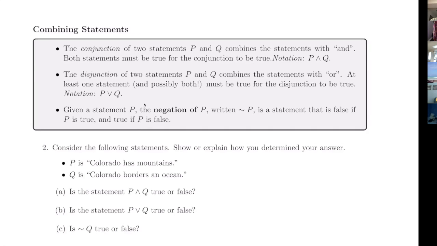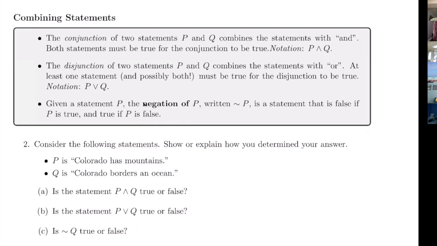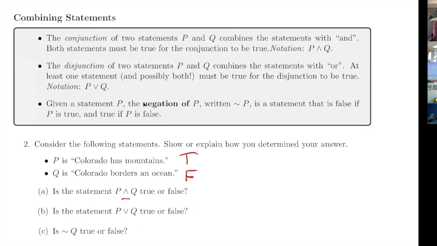You had a reading question like this. Colorado has mountains, which is a true statement, and Colorado borders an ocean, which is a false statement. Now if I take P and Q, where this symbol means and, on the quiz pretty much you all did this correctly. You said this one would be false, because the conjunction is only true if they are both true, which is not the case here. The disjunction would be true because we just need one of those statements to be true.